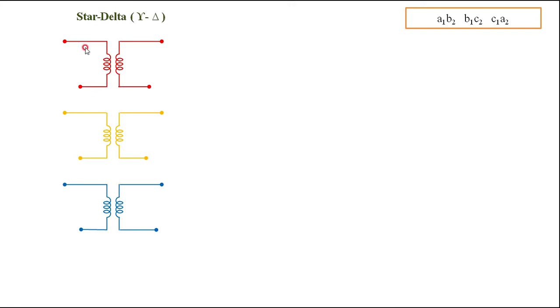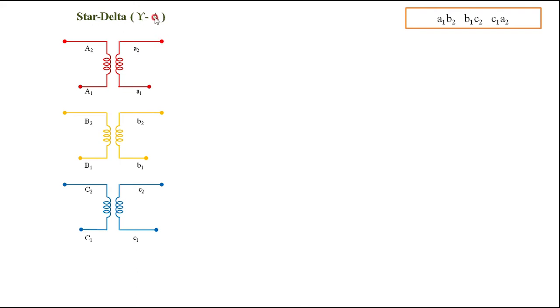Each of the terminals is marked. For the first transformer, it is A2 A1: A1 A2 is the primary side and a1 a2 is the secondary side. Here B1 B2 is the primary side of the second transformer, and b1 b2 is the secondary. Similarly, we have C1 C2 and c1 c2 of the third transformer.